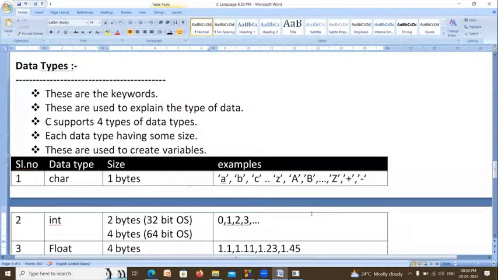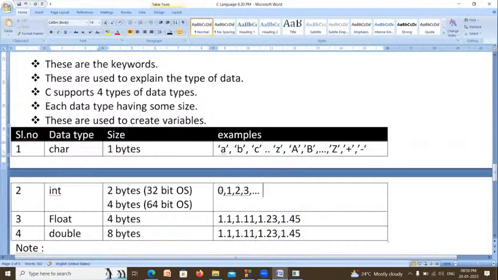Sir, can you please repeat? Sure. Which one? Data types. Yes, data types. Okay, Tanvi, see this. Whenever you look at the keyboard, there are so many symbols. Alphabets will be there. Digits will be there. Floating digits will be there. Symbols will be there. Those are classified into 4 types. Alphabets are also called characters.